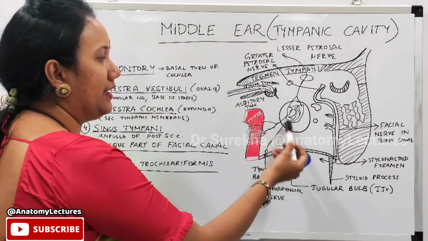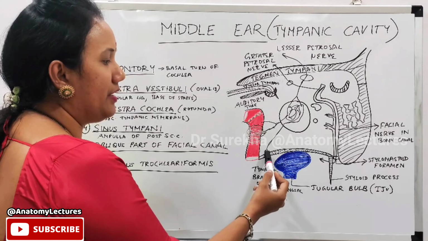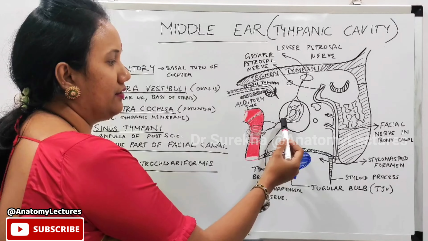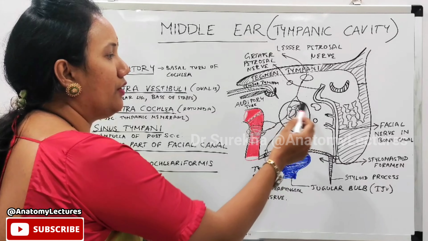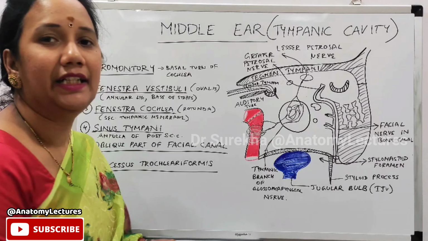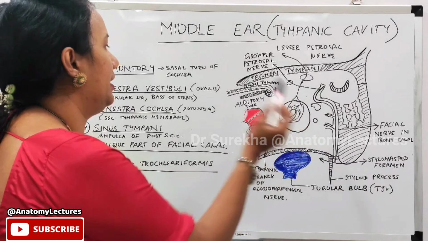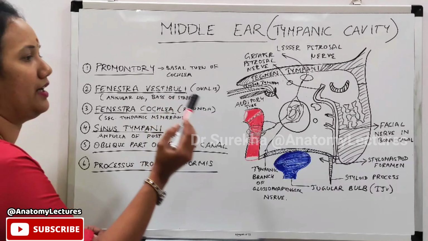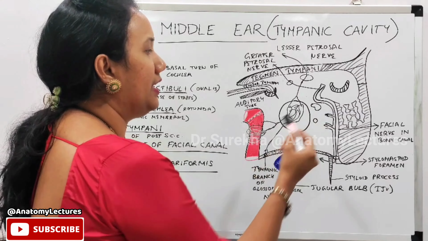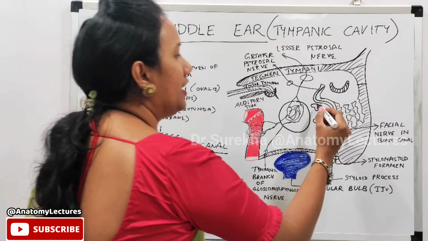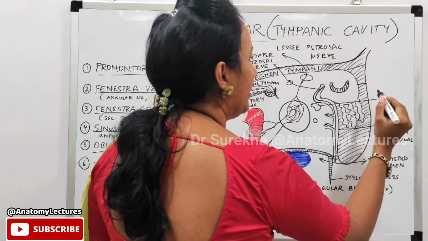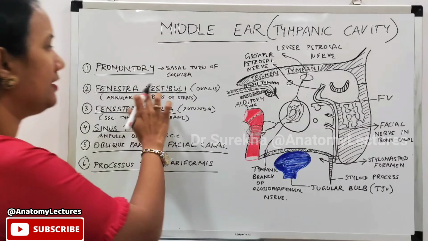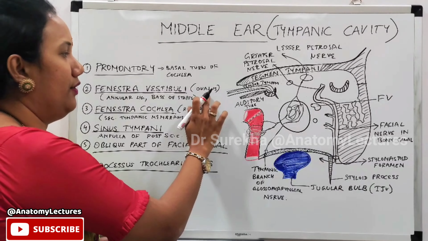If you have a look at this promontory, the tympanic branch of the glossopharyngeal nerve, which is passing through the floor, will ramify over this promontory to form the tympanic plexus in the middle ear. The other feature which we see is the fenestra vestibuli. Just behind this promontory in the upper part, you see a reniform, that is a kidney shaped aperture, which is called the fenestra vestibuli. This is otherwise referred to as fenestra ovalis.